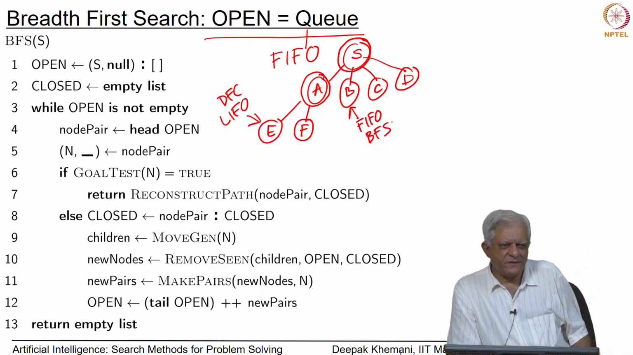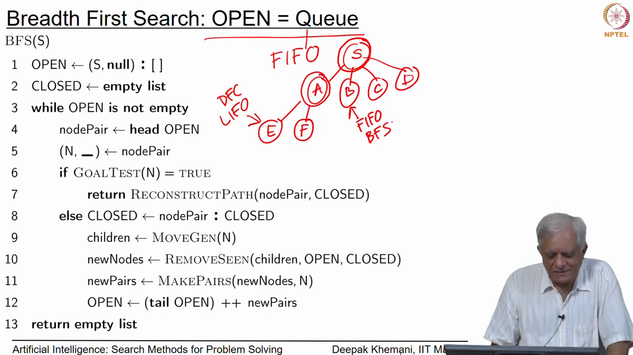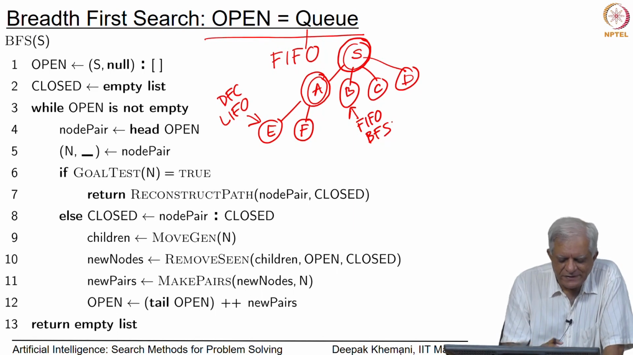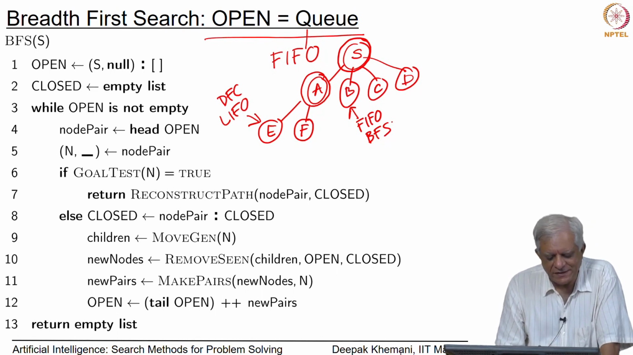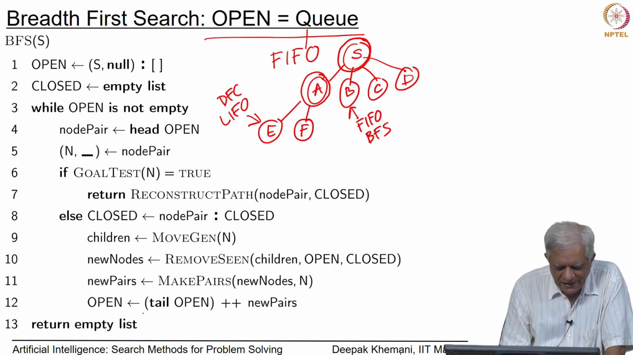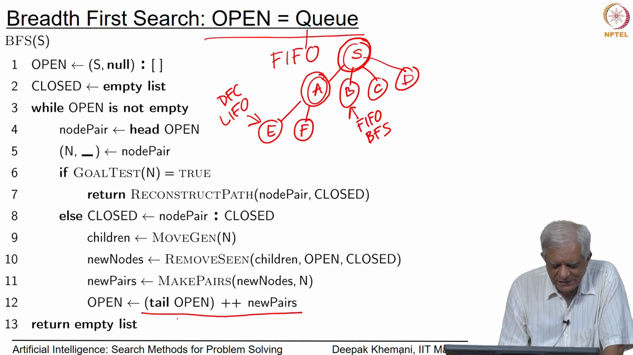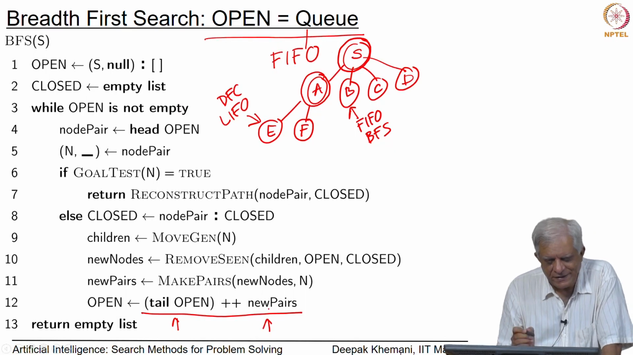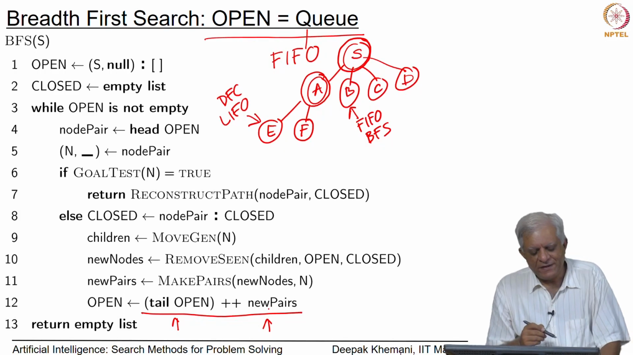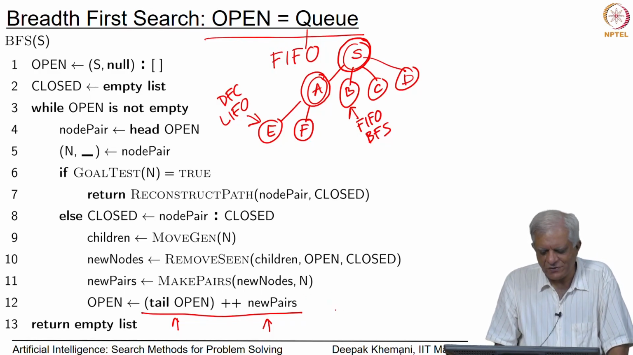The two will do a comparison of which one seems to be better, but the fundamental difference between the two algorithms, depth first search and breadth first search, is only this. All this code that you see here is identical to what it was in depth first search. The only difference is in line number 12, where we have appended tail of open to the new pairs that we found. In depth first search, new pairs came before and the tail of open came later. In breadth first search, tail of open comes first and the new pairs go later, and that is why it behaves like a queue essentially.